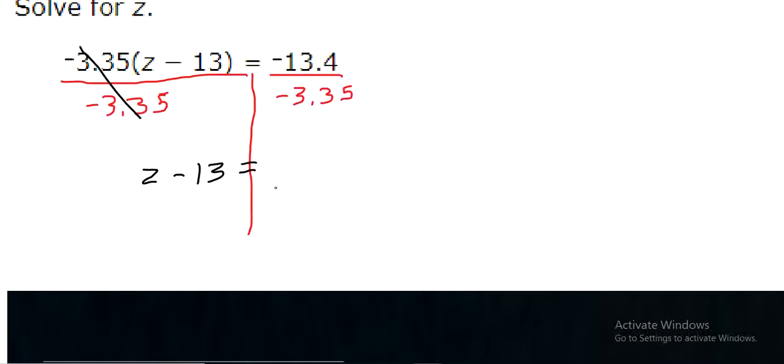Over here, doing this division, negative 13.4 divided by negative 3.35 gives me positive 4. And now all I have to do is move my minus 13. This is a one-step problem. So I will add, which is doing the opposite, 13 to both sides. So we will have z equals 17.